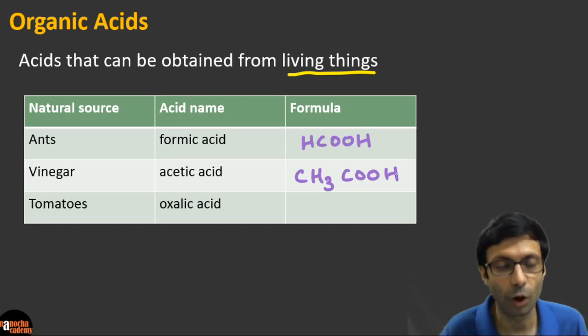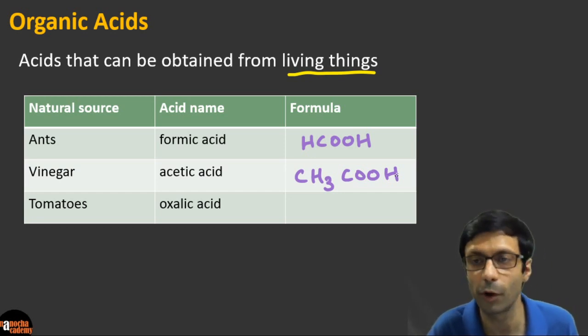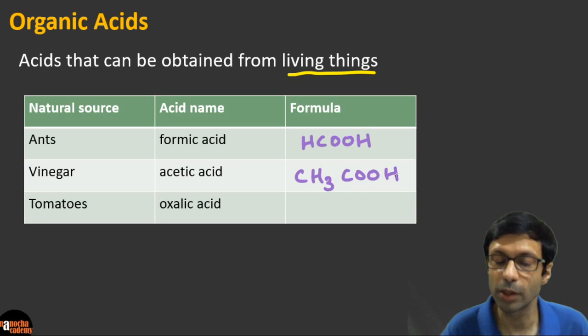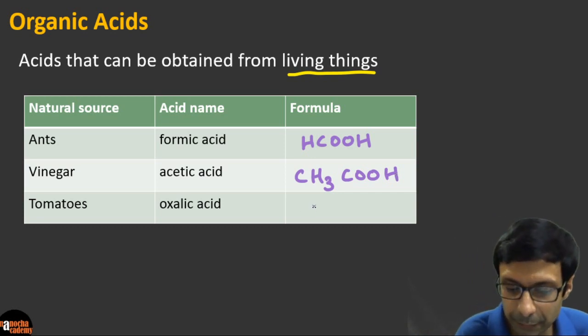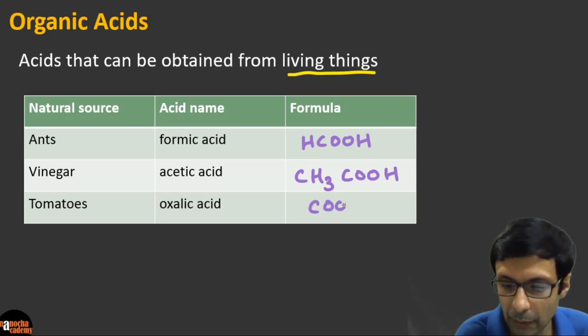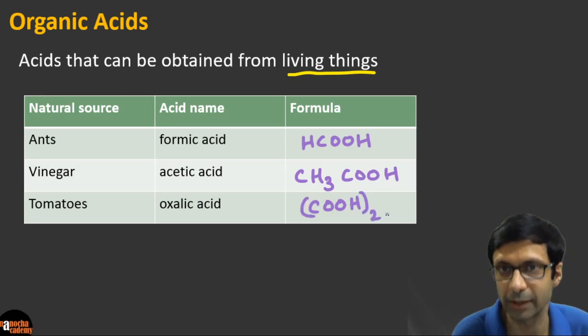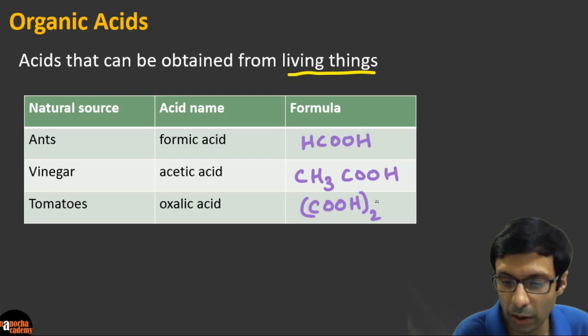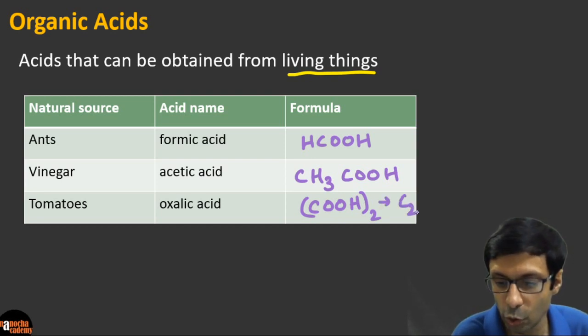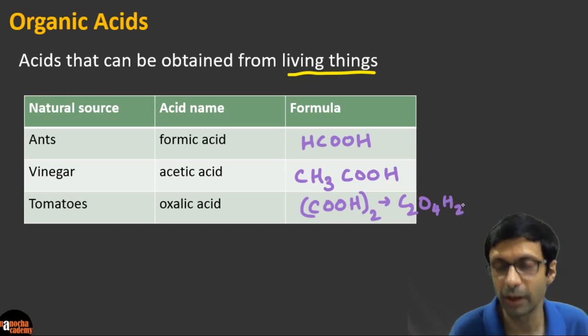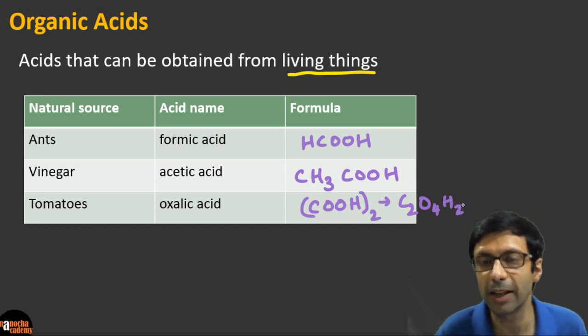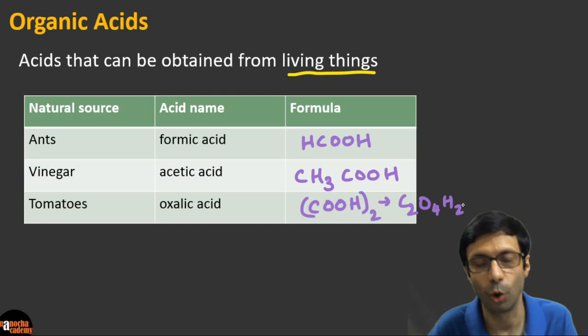And the next one, oxalic acid, the one that's present in tomatoes. Very good, I see a lot of you know the formula. Excellent. What is the formula of oxalic acid? You can remember it in an easy way. It's COOH whole twice. If you work that out, that's going to be C2O4H2. But an easier way to remember it is COOH whole twice.